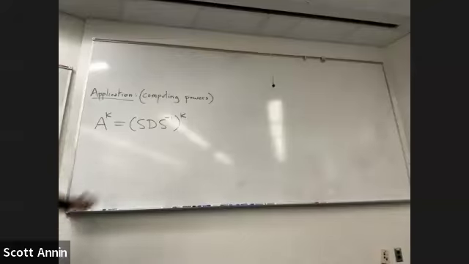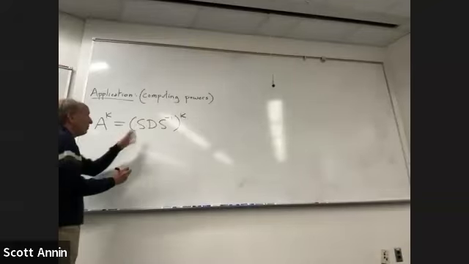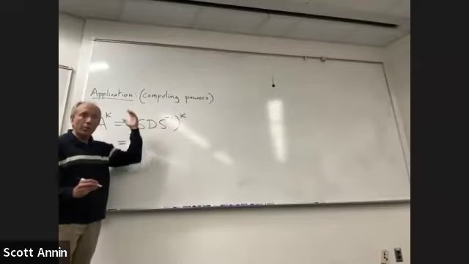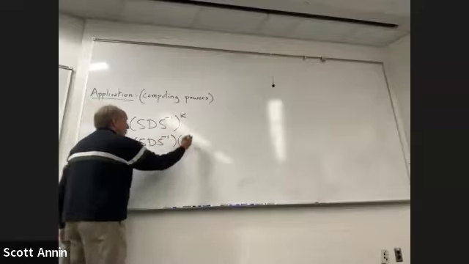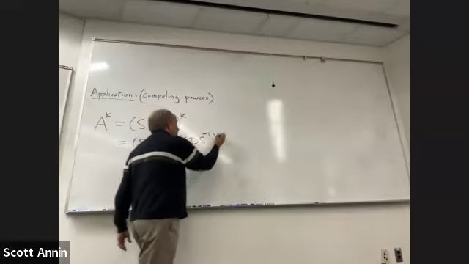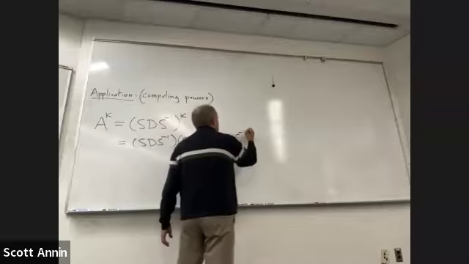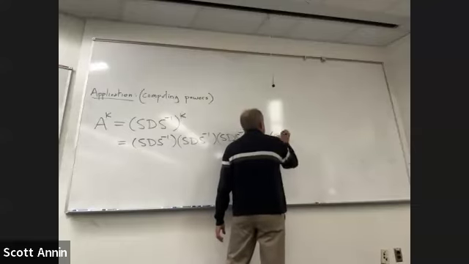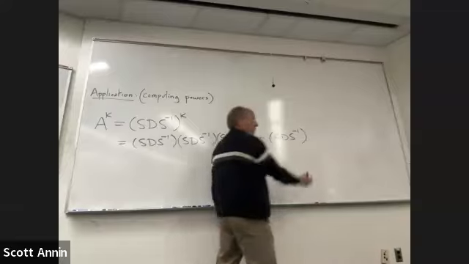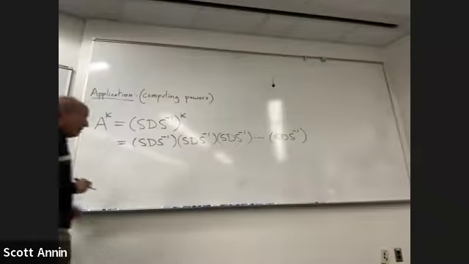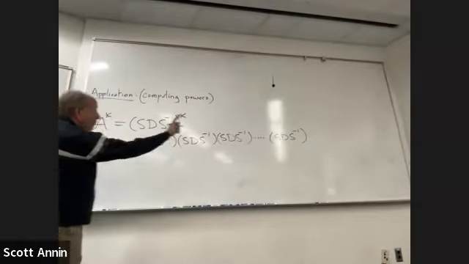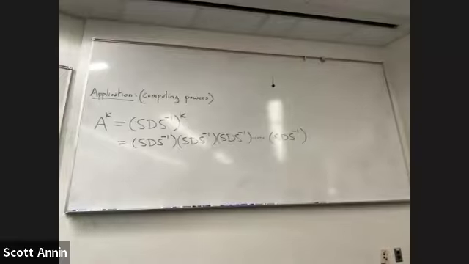Okay. Now the question is, can I calculate this? This looks horrible. Let's just see: S D S inverse multiplied by S D S inverse multiplied by S D S inverse, and you do this k times like that all the way to the end. That's a lot of matrix multiplications. But what do you notice that you can do with that to simplify it?